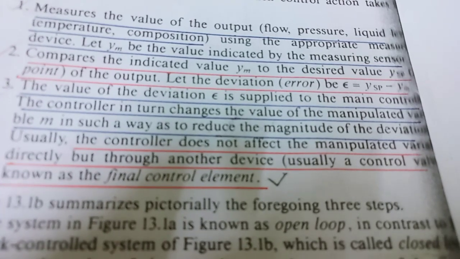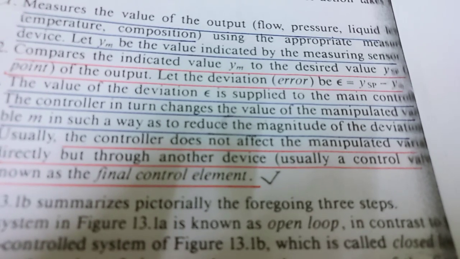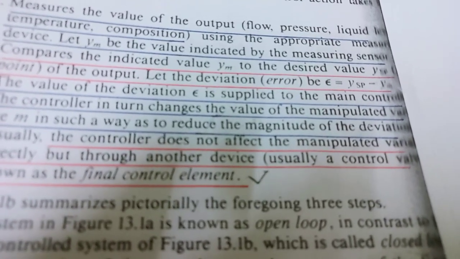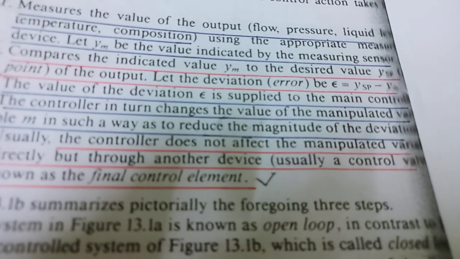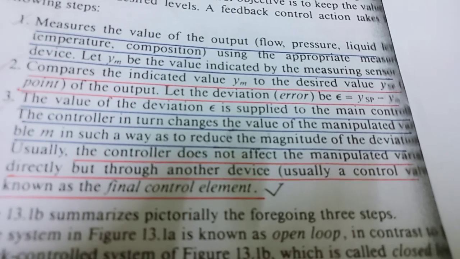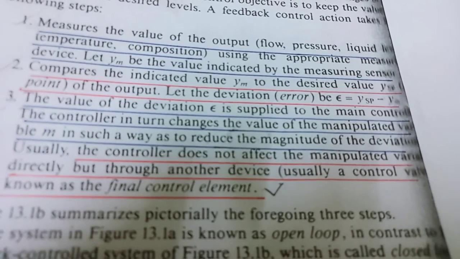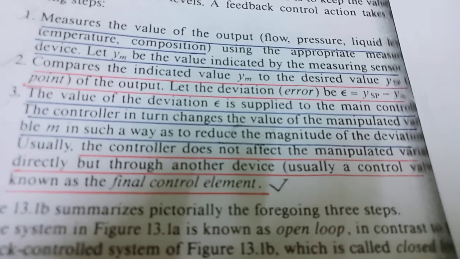The value of the deviation E is supplied to the controller. The controller in turn changes the value of the manipulated variable in such a way as to reduce the magnitude of the deviation. The controller does not affect the manipulated variable directly but through another device, usually a control valve. This is known as the final control element.